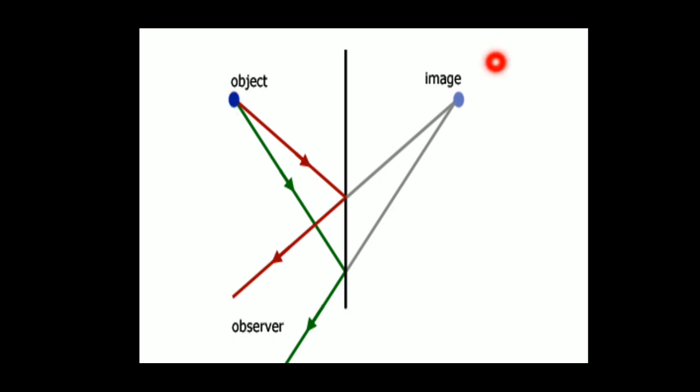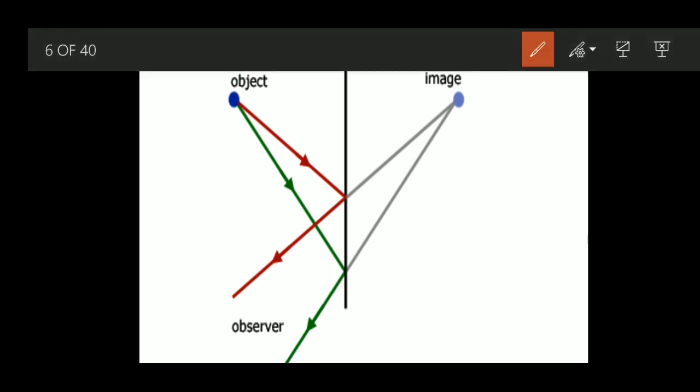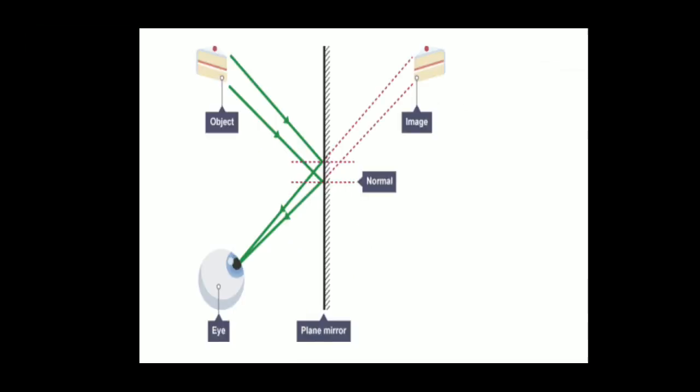The image is formed on the other side, and the black color line drawn here is the representation of a plane mirror. Now the light from the object goes and falls on the mirror and gets reflected. The light from the object, the green color light, falls on the mirror and gets reflected. Now if you see here in this diagram, these two are the incident light, these two are the reflected light. And if you see the reflected light, both are diverging. Then how to get the image?